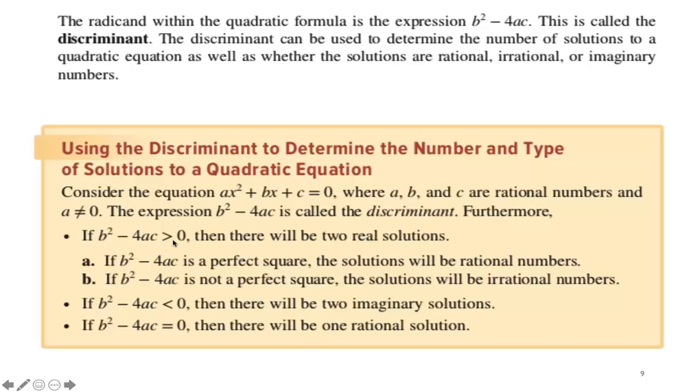If the discriminant is bigger than 0, then we're going to have two real solutions. In that case, if the discriminant is a perfect square, then the solutions would be rational numbers. That'd be very nice. But if b squared minus 4ac is not a perfect square, and the radical doesn't go away, then the solutions would be irrational numbers because of the radical. If the discriminant is less than 0, there are two imaginary solutions. Again, we don't cover this in the class. And finally, if the discriminant is equal to 0, we have one rational solution.